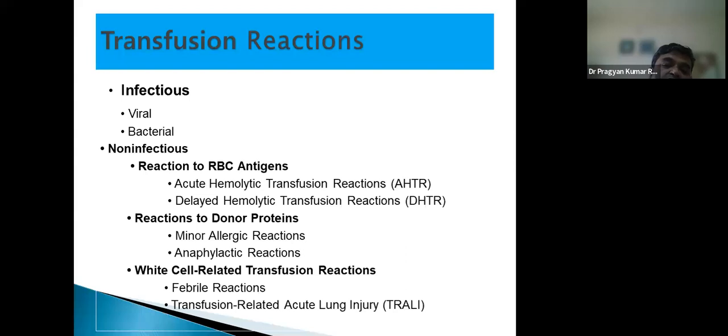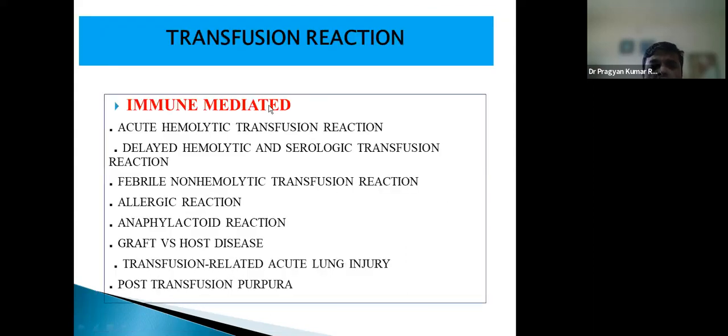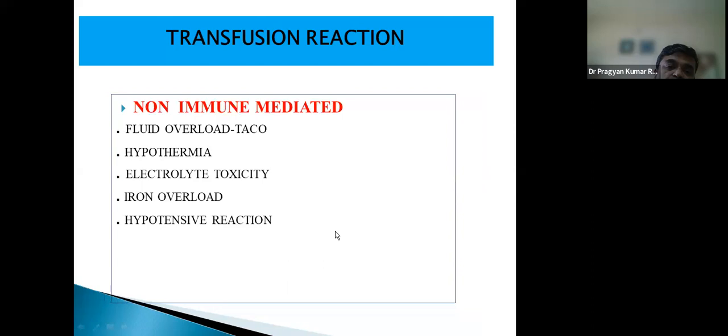Majority of hemolysis occurs due to RBC antigen, and if there's a reaction to donor protein, an allergic reaction occurs, which is a little less severe, though at times might be dangerous also. Coming to white cell related transfusion reactions, there could be febrile reaction, and transfusion related acute lung injury. The majority of transfusion reactions are immune mediated. Putting all this together, there could be acute hemolytic, delayed hemolytic and serologic transfusion reaction, febrile non-hemolytic reaction, allergic reaction, anaphylactic reaction, graft versus host disease, transfusion related acute lung injury, and post-transfusion purpura.